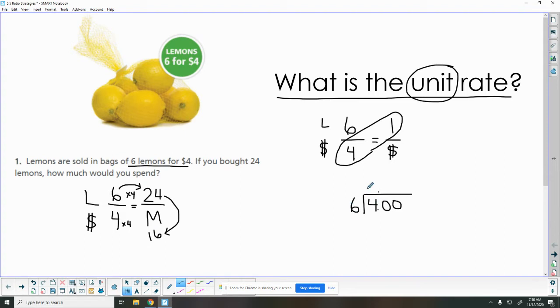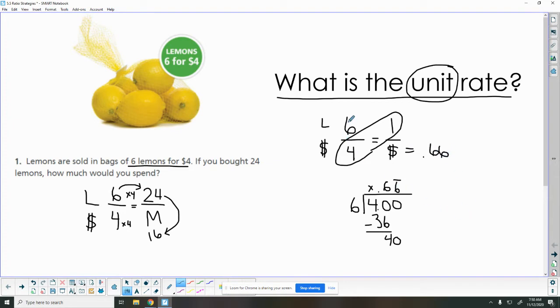So 6 cannot go into 4, but it can go into 40 6 times. 6 times 6 is 36. And then there's 4 left over. Bring down my 0, it goes in there 6 times. That's going to keep on going forever, 0.666 forever. So each lemon is about 66 cents for each lemon.